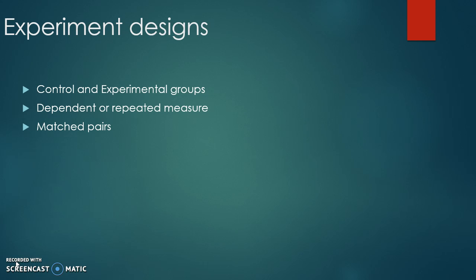And then matched pairs. Matched pairs is when you've got two groups, and then you match up the people that say are in the same weight class, the same height, anything like that, any similarities between them, you pair them up that way. This helps, comparing results is a big part of this.